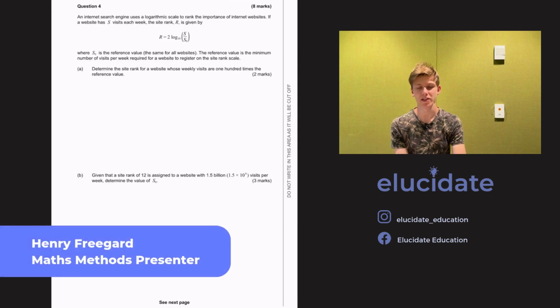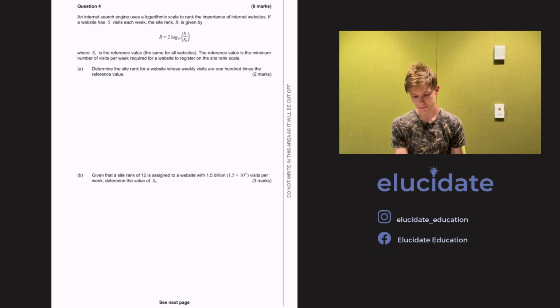Okay, so this question is going to be again testing our knowledge of logarithms. An internet search engine uses a logarithmic scale to rank the importance of internet websites. If a website has S visits each week, the site rank R is given by that equation there. The reference value is the minimum number of visits to register on the scale. We're asked to determine the site rank for websites whose visits are 100 times the reference value.